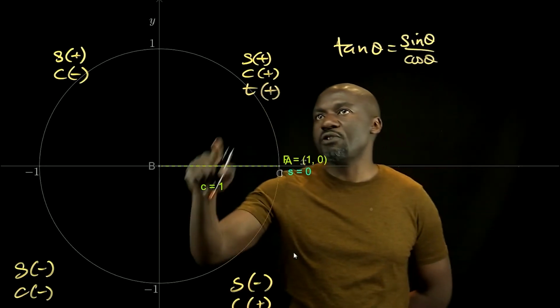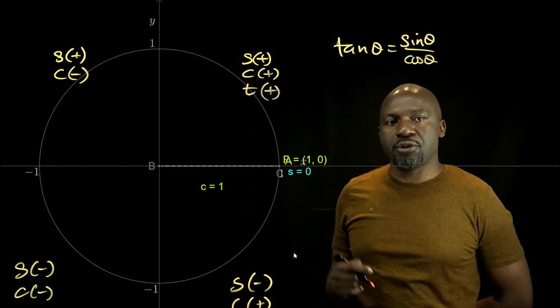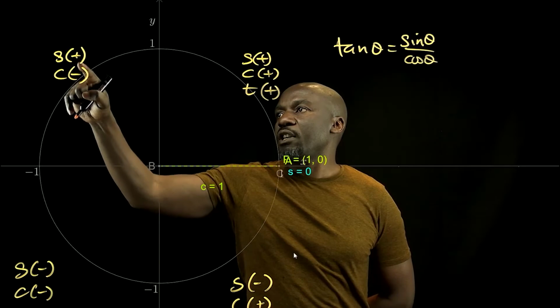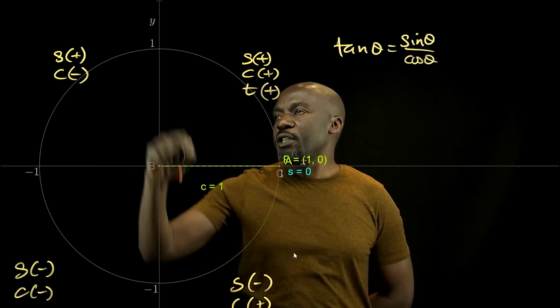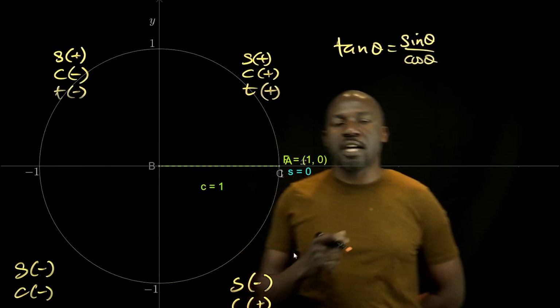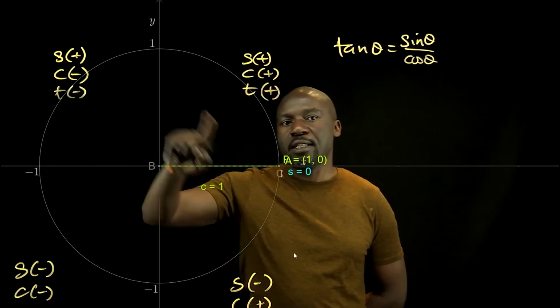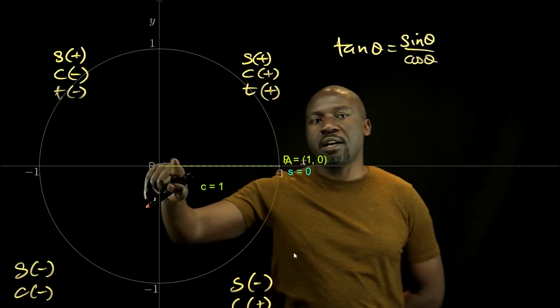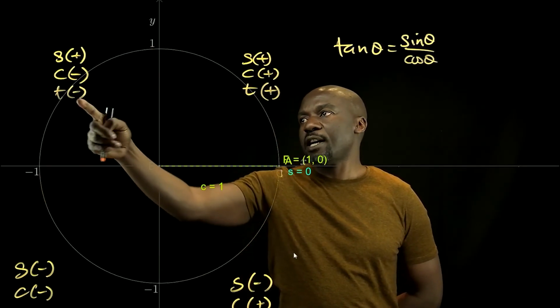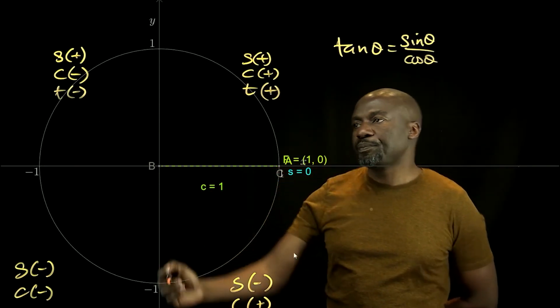Okay, so in the first quadrant, all the trig ratios are positive. In the second quadrant, sine is positive, but cosine is negative. A positive number divided by a negative number is a negative number. So the tangent of any angle that is in the second quadrant, that means angles lying between 90 degrees and 180 degrees, their tan values are negative.